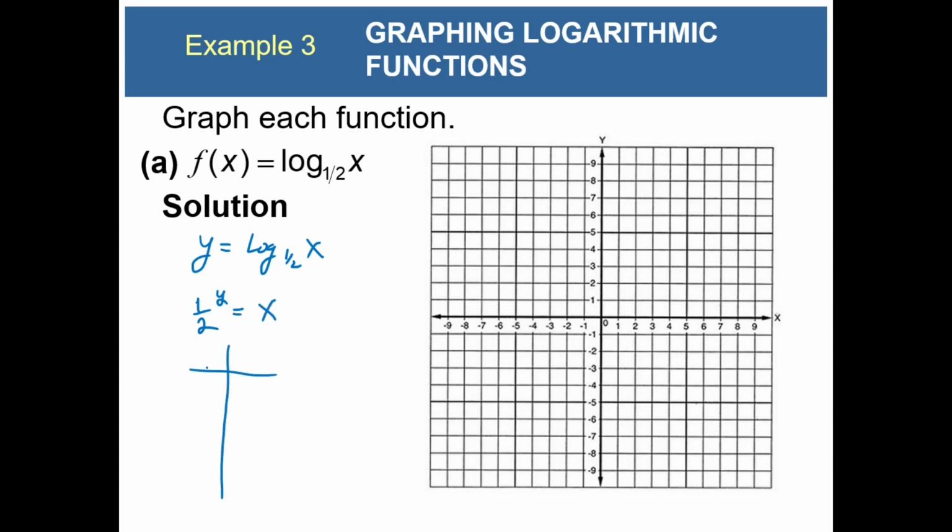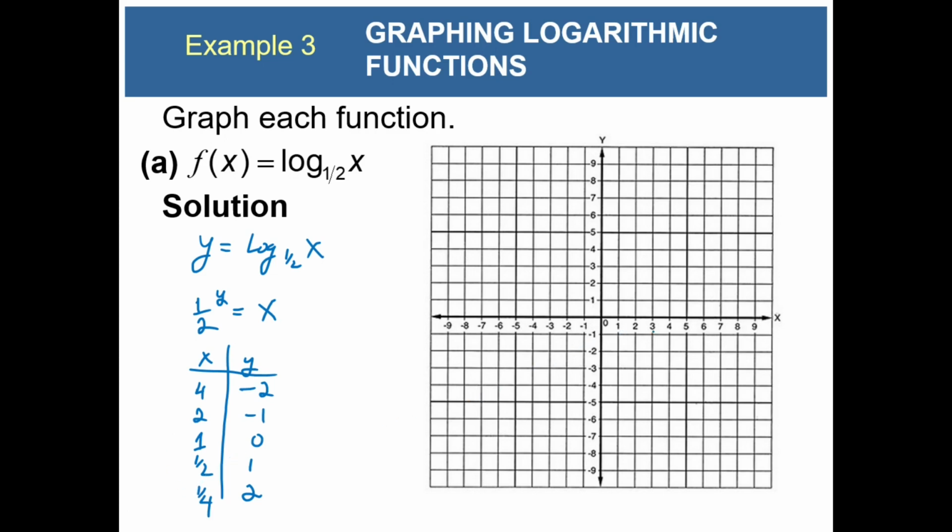Now we can create a table and plot some points to graph this function. If you look at the expression, it's easier to plug in values for y because we will get values of x just by calculating 1/2 to a certain power. So we'll plug in -2, -1, 0, 1, and 2. 1/2 to the -2 is 4. 1/2 to the -1 is 2. 1/2 to the 0 is 1. 1/2 to the 1 is 1/2. And finally, 1/2 to the second power gives us 1/4. And we can easily check these values on a calculator.